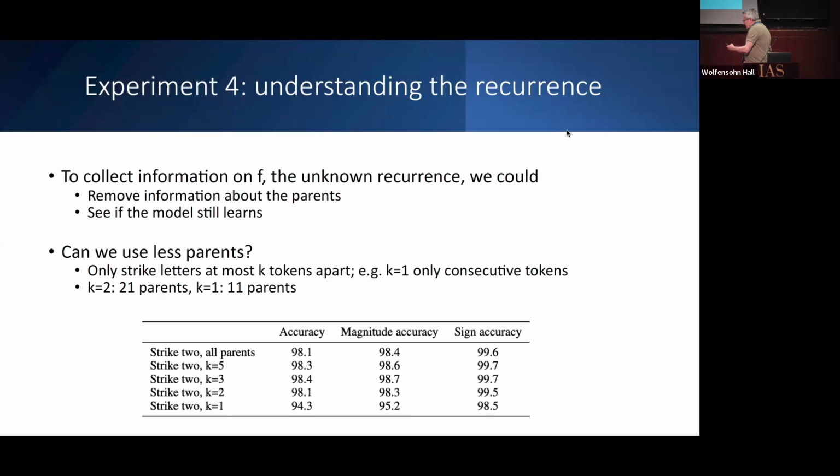And you can see the results here. If you strike 2 with all parents, you get 98% accuracy. But you basically get the same result if you strike 2 at only a distance of 2. And there you have about, I think, 25 parents or 20 parents, something like that. It gets down if you strike only adjacent elements. So you just have 11 parents in that case. So what it says is that probably the recurrence function that we're looking for might not need to have 66 parents, but way fewer than that. This is the lesson. It's a simpler function than what we thought.